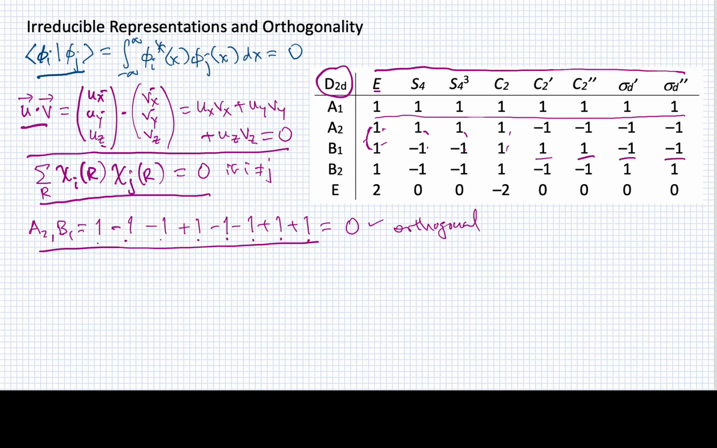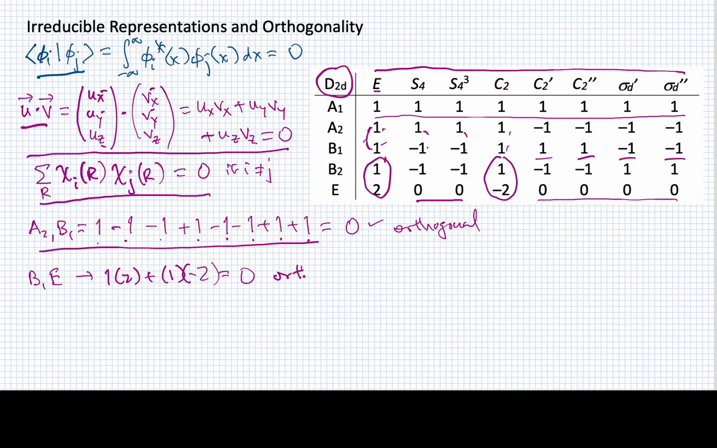from doing that. Now, this will happen between any pair, but let me illustrate it once more for B1 and E. Now you'll notice that E has lots of zeros in its irreducible representation, which means that the only pairs I need to worry about are these pairs. So this is going to generate the following. I'll have 1 times 2 plus 1 times negative 2. And I think it's pretty easy to see that this will generate 0 as well. So I'll have two orthogonal irreducible representations from this as well.